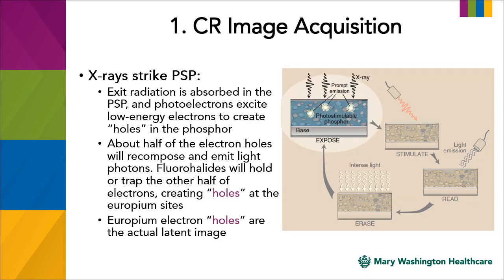So, image acquisition. X-rays strike the PSP, which really is exit radiation from the patient. It's absorbed in the PSP, and the photoelectrons excite the low-energy electrons to create holes in the phosphor. About half of the electron holes will recombine and emit light photons. Fluorohalides will hold or trap the other half of the electrons, creating holes at the europium sites. And those europium electron holes are the actual latent image.